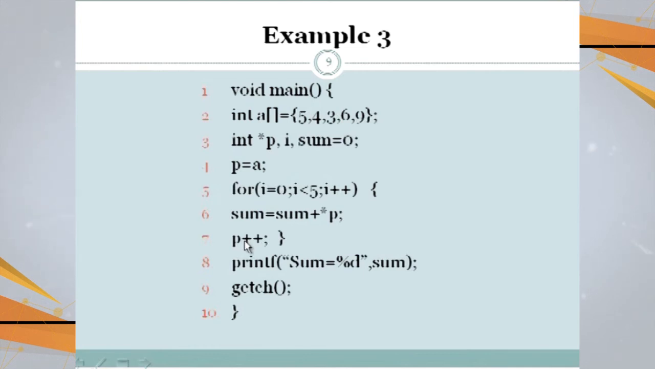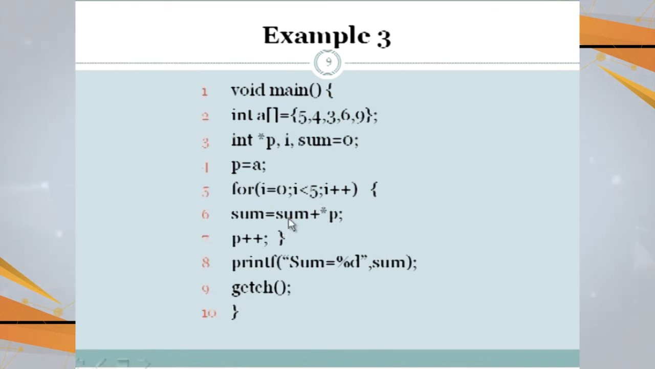Then p++ will move the pointer variable to the third element of the array, and in the next cycle *p will return the value at the third element of the array. That value will be added to the current value of sum, and then p++ will move the pointer variable to the fourth element of the array, and in the next cycle *p will return the value at the fourth element of the array.